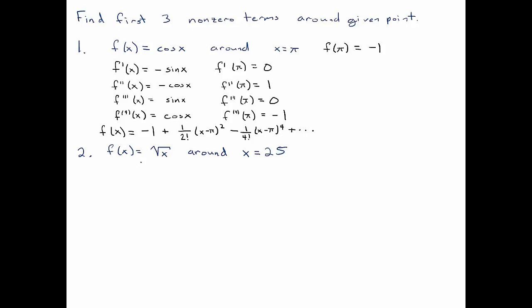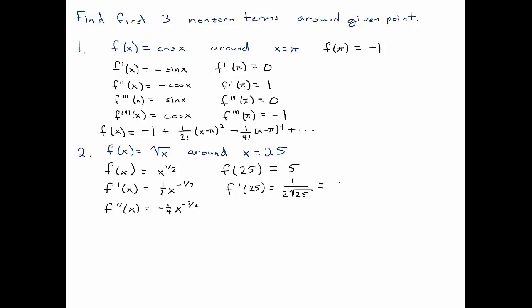Okay, next one. So I'm going to rewrite f of x so that it's more straightforward how to take its derivative. Okay, let's take its derivative. Doesn't look like any of these go to 0, so that should be enough. And then we evaluate at x equals 25. Square root of 25 is 5. That's easy. This gives us 1/10.